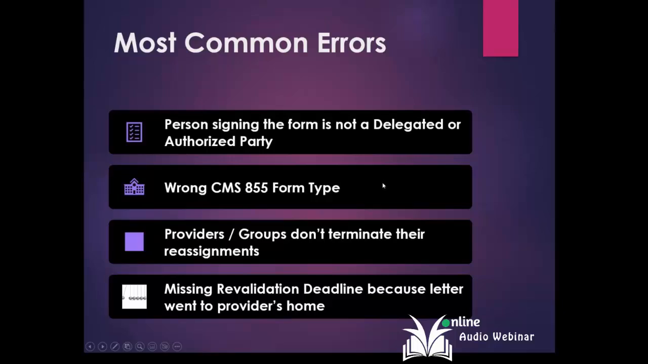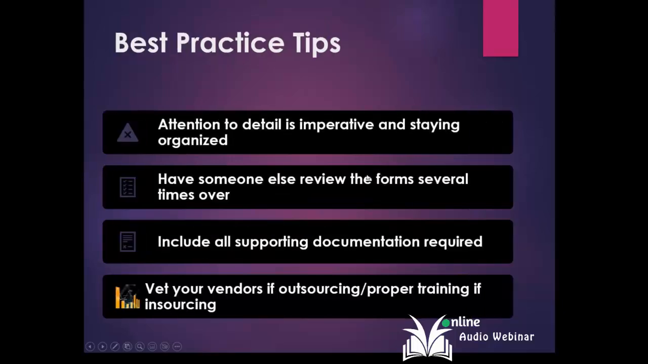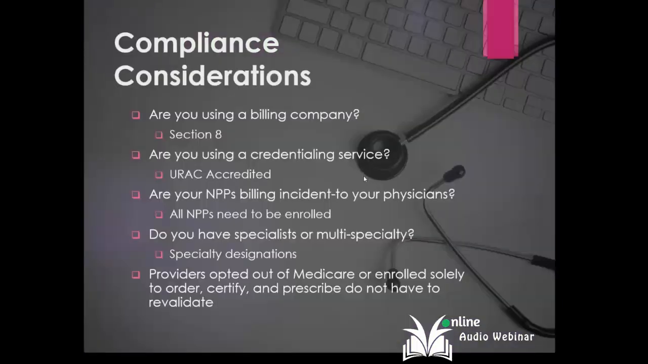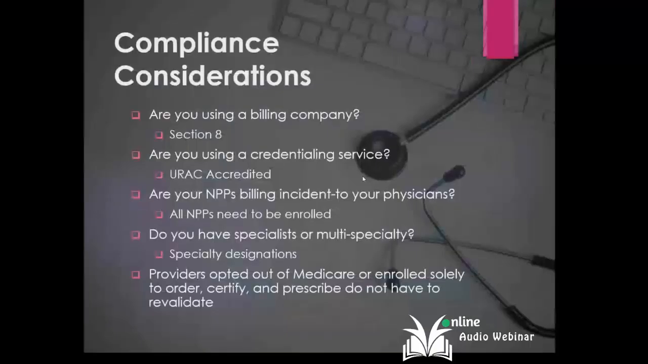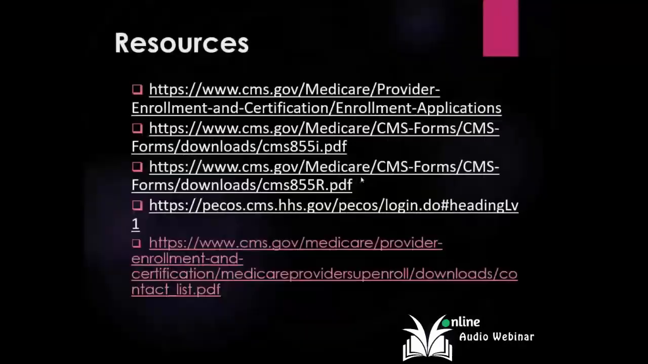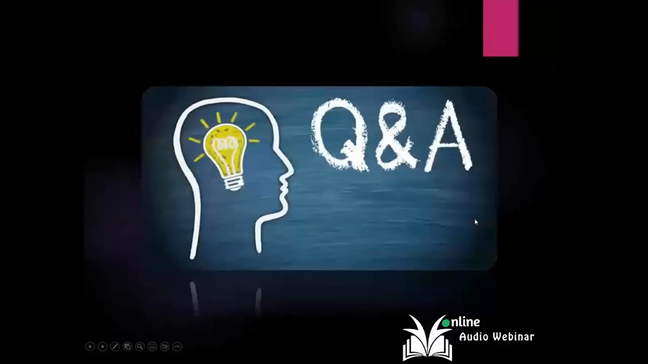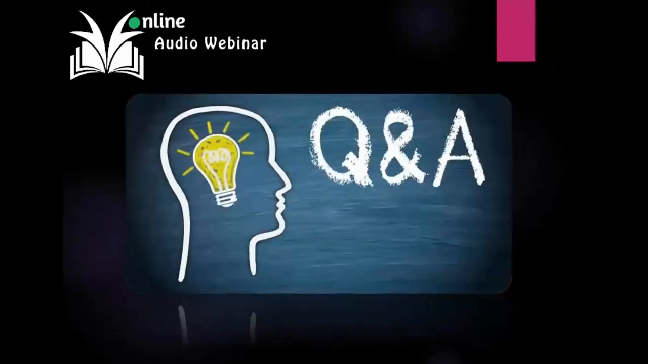Don't miss any revalidation deadlines, and then check, double check, triple check these applications because it's really easy to make mistakes. If you are opting out of Medicare, you'll need to make sure that you are completing an affidavit to opt out. And then if you've got a billing company, make sure you disclose that. We've talked about that already, but just make sure you disclose that in section 8 of the applications.